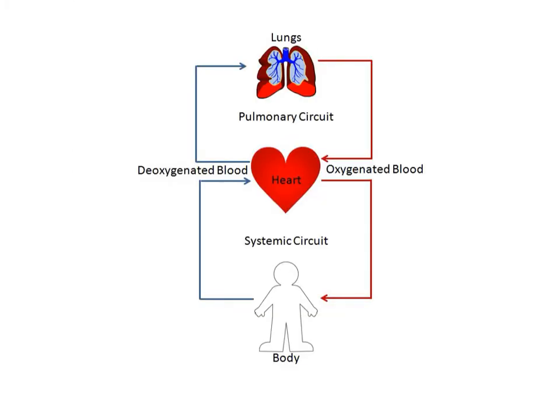The heart acts as a dual action pump or a double pump system, two separate pumps that work simultaneously to pump blood to two different destinations. The right side pumps deoxygenated blood towards the lungs to get oxygenated, and the left side pumps oxygenated blood towards the rest of the body.